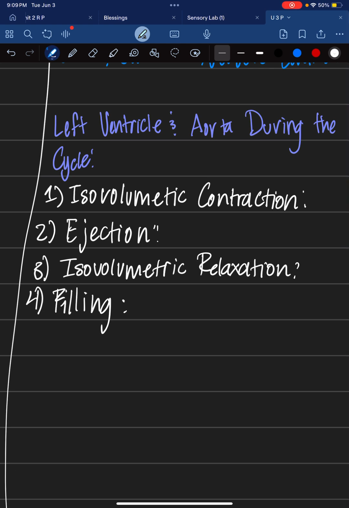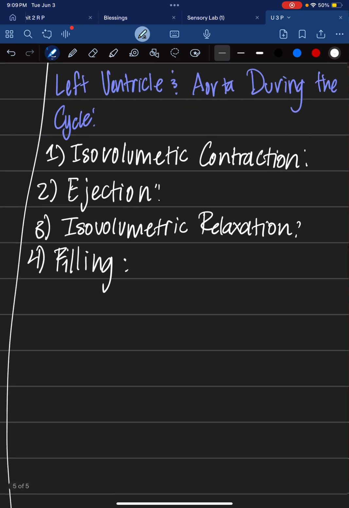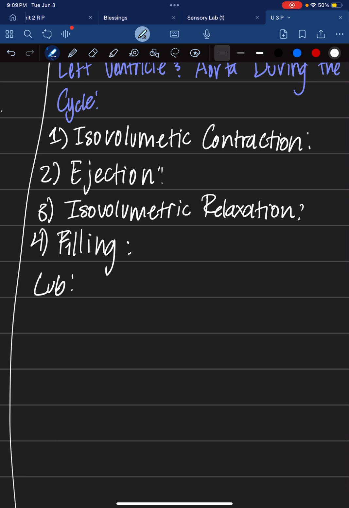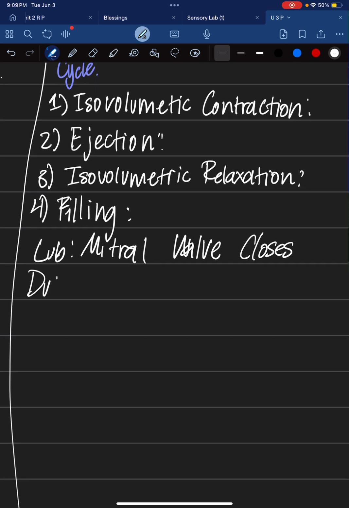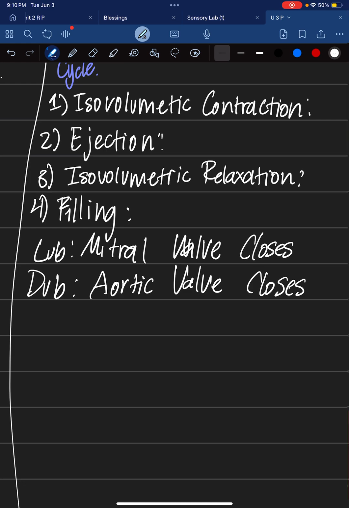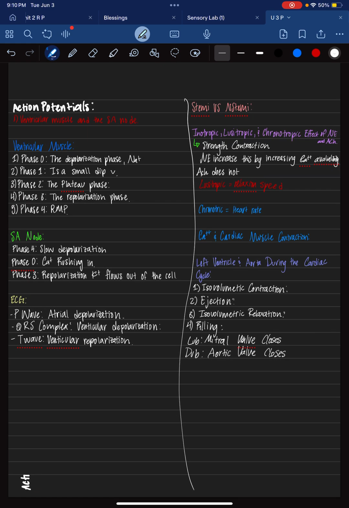During this, blood changes, pressures go up and down, and we hear 2 heart sounds, which is lub. And this is the mitral valve closes, and that's the start of systole, and then we hear dub. And this is the aortic valve closes, and that's the start of diastole. And so yeah, that's all of it.